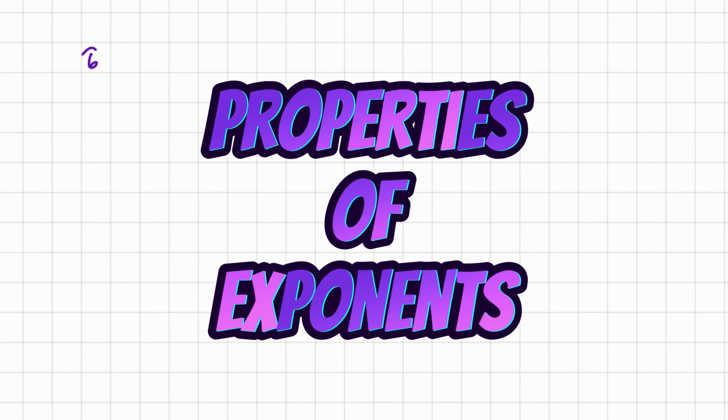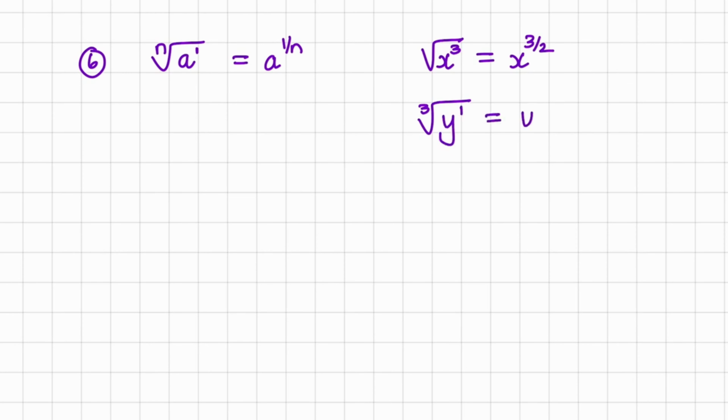Other properties of exponents are, for example, if I have the nth root of a certain value a, that will be the same as saying a to the power of 1 over n. So if I have the square root of x to the power of 3, that will be the same as saying x to the power of 3 over 2. Or if I have the cube root of y to the power of 1, or just y, that will be the same as saying y to the power of 1 over 3.